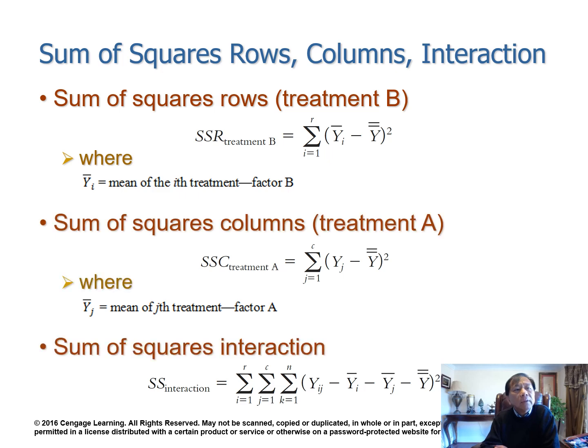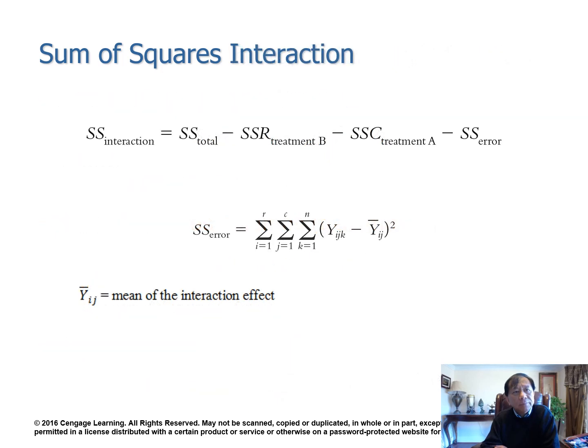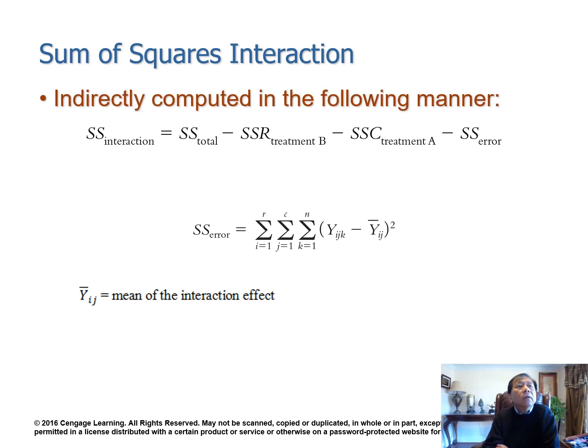Treat A, B, and the interaction. Then the sum of squares for the interaction is the sum of squares total minus the sum of squares for treatment B, treatment A, and error. You can do that. This is the sum of squares error. Yij is the mean of the interaction effect. You can calculate that indirectly.